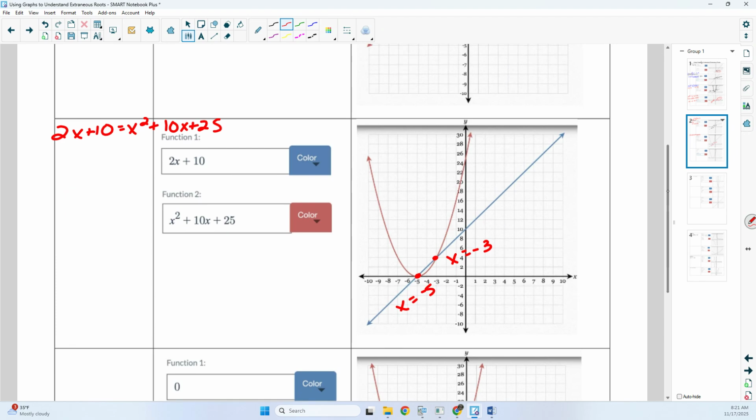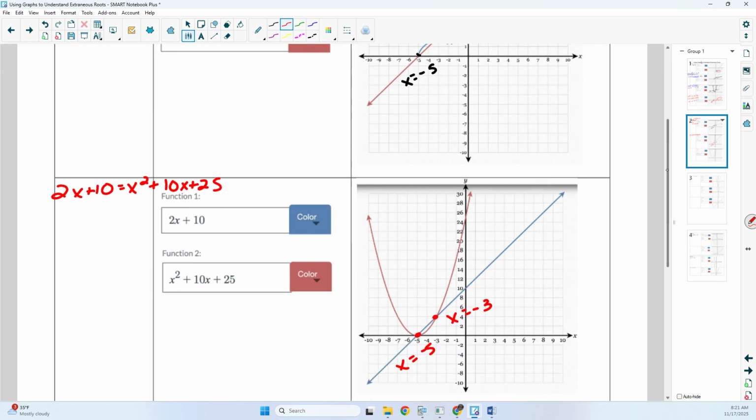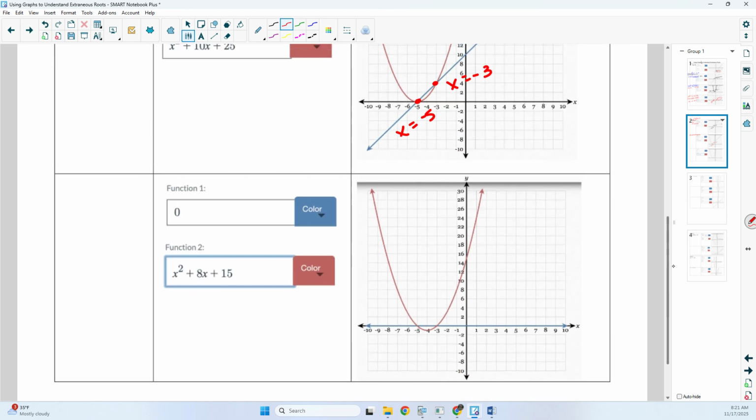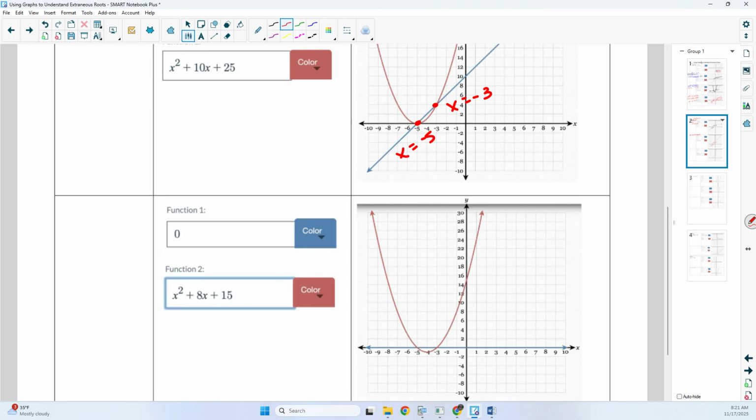So we didn't create any extraneous roots, because this square root graph is curved, so it is possible for it to intersect the line twice. It doesn't always, but it can. And then my next step in this equation would be to set it equal to 0, and we see that down here. If I set the equation equal to 0, I would get 8x plus 15 equals 0. You see the same 2 answers, right?